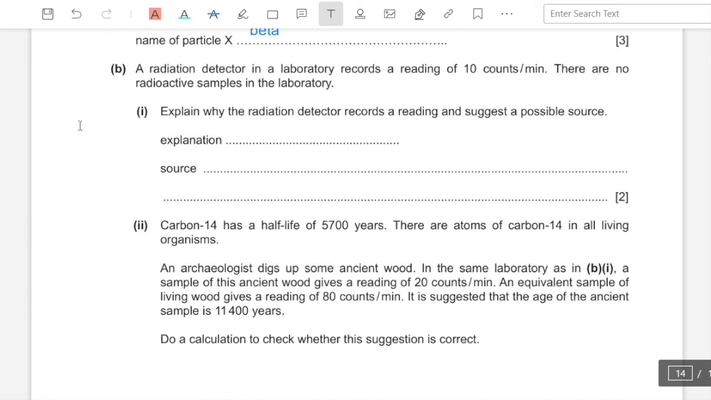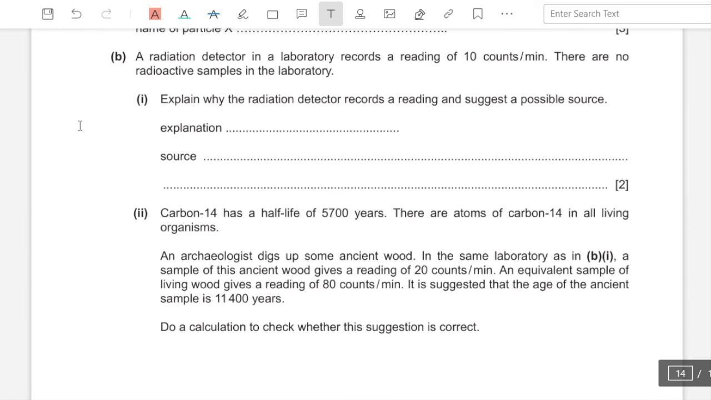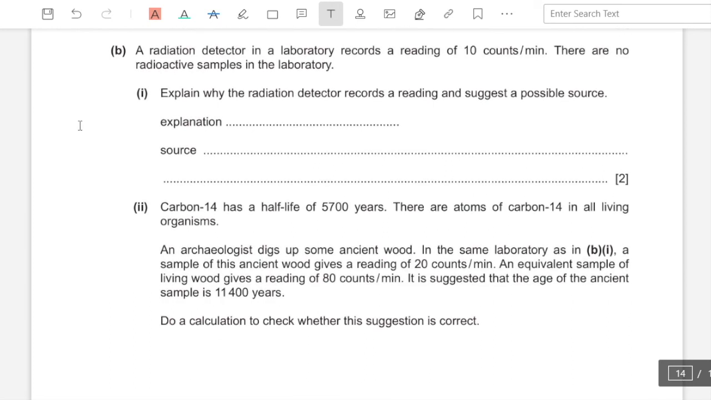B. The radiation detector in a laboratory records a reading of 10 counts per minute. There are no radioactive samples in the laboratory. 1. Explain why the radiation detector records a reading and suggest a possible source. So of course this is background radiation. And the source can be any source. I'll be writing rocks, radiation in rocks.